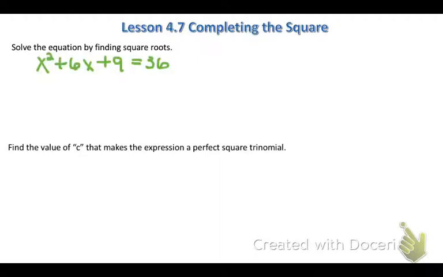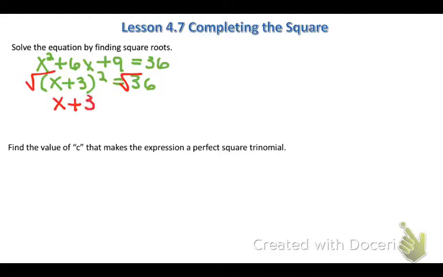We can solve x squared plus 6x plus 9 equals 36 by finding the square roots. So the first thing we need to do is factor the left side. So I'm going to use x plus 3 squared equals 36 because I saw that we had a perfect square trinomial. The next step is to find the square root of each side.